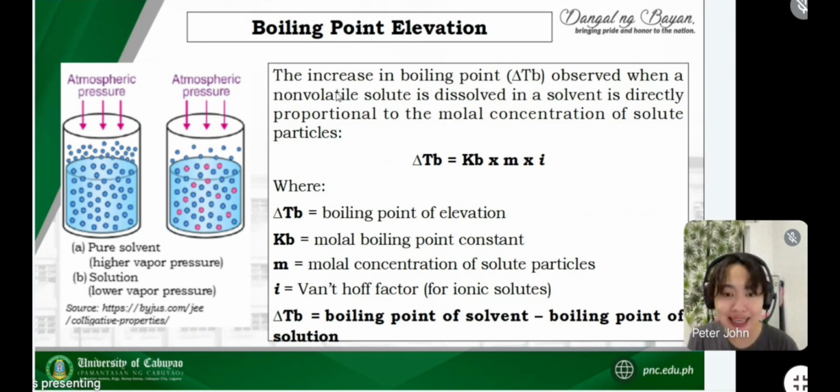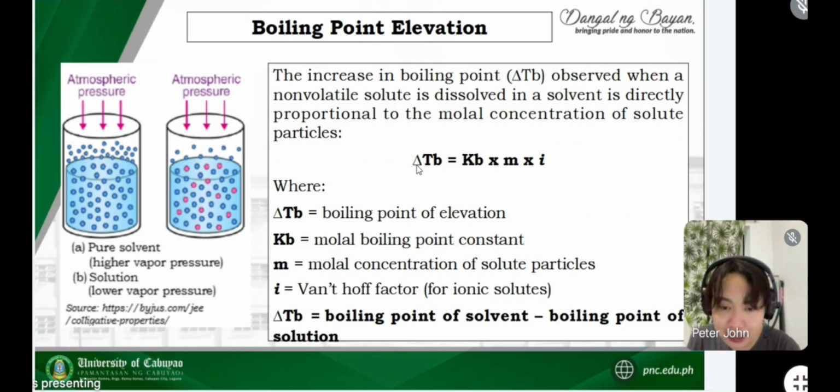So again, pag sinabi po natin non-volatile, it is a substance that does not easily evaporate. So, ibig sabihin, since matagal siya mag-evaporate, it means that the intermolecular force found with it is strong enough. So, pag strong, it takes more heat to break that bond. That results in a high boiling point. So, kaya hinighlight siya dito. So, ito po yung formula natin.